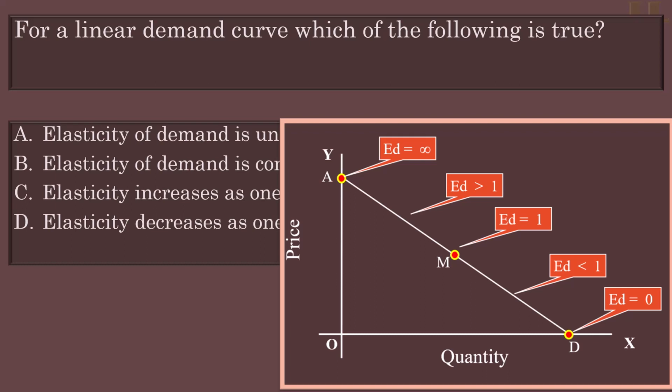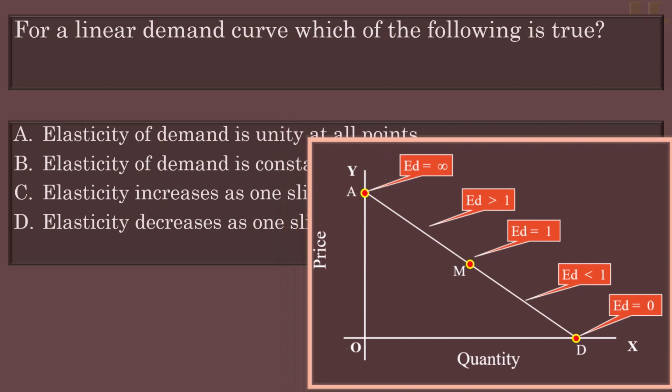Below the point A and above the point M, in the segment AM, elasticity is greater than 1. Exactly at the midpoint M, elasticity is unitary. Below the midpoint, between M and D, elasticity is less than 1. At point D, elasticity is equal to 0. Very often questions are asked about this point method. Try to master it. It's so simple to answer.